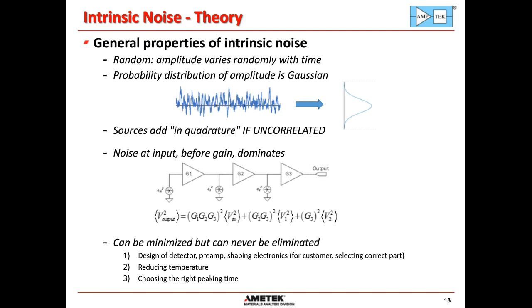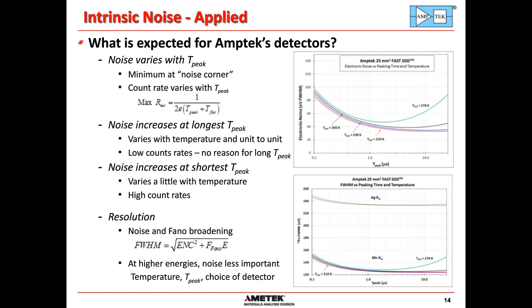This plot shows, so there will always be intrinsic noise. What's important is to understand what's expected. And there's a few key things. It always is going to vary with peaking time. It's going to be a minimum at some peaking time called the noise corner, and then it's going to increase at shorter peaking times and at longer peaking times. The plot on the upper right shows what's expected for Amptek's 25 square millimeter fast SDD, and you can see the curve of how this noise varies with peaking time.